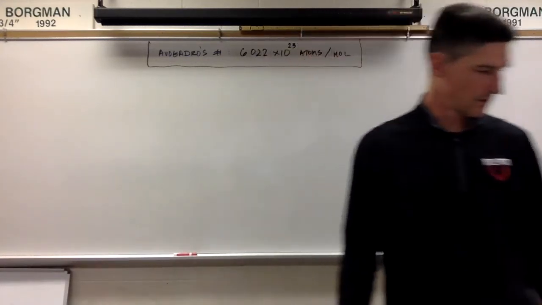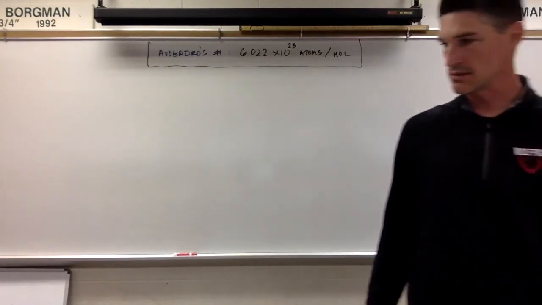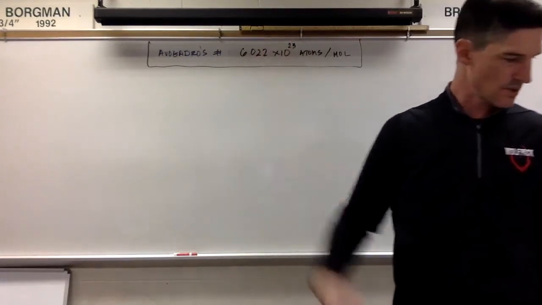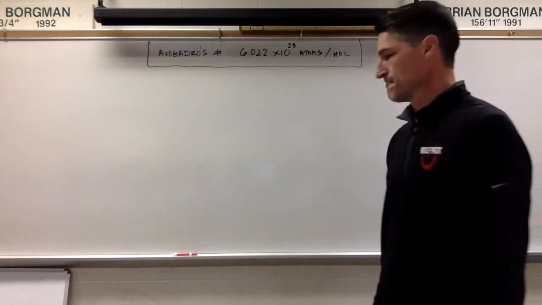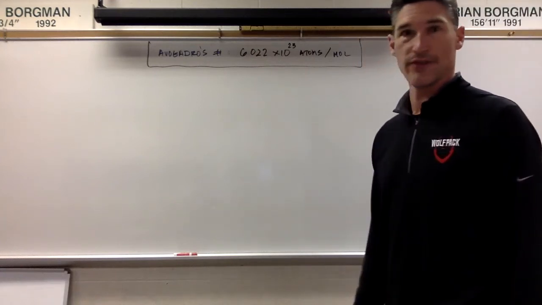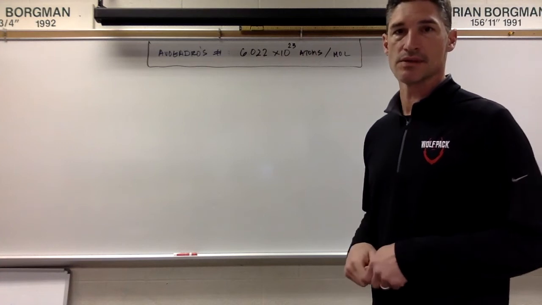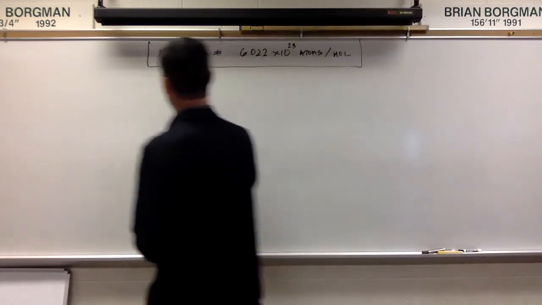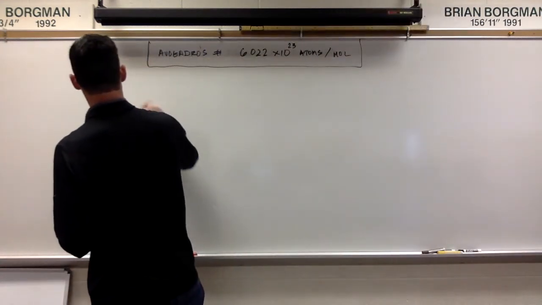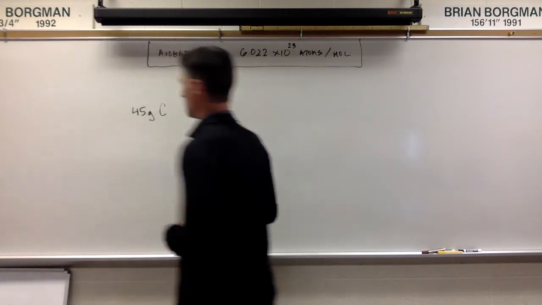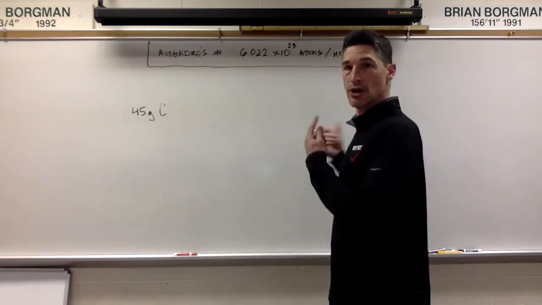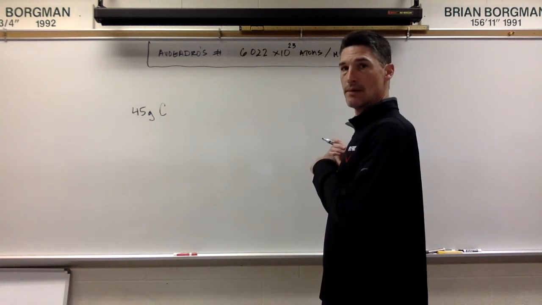All right. We'll start in grams and we'll go to atoms. So let's say I had 45 grams of carbon. How many atoms is that? All right. So I have 45 grams of carbon. That's where I'm starting. And I want to know how many atoms that actually is.